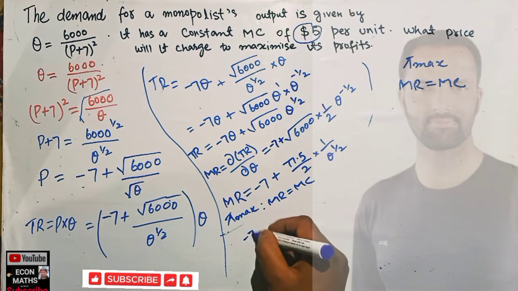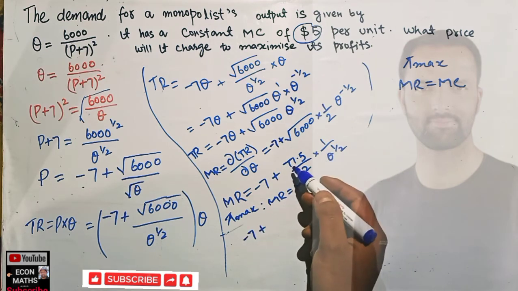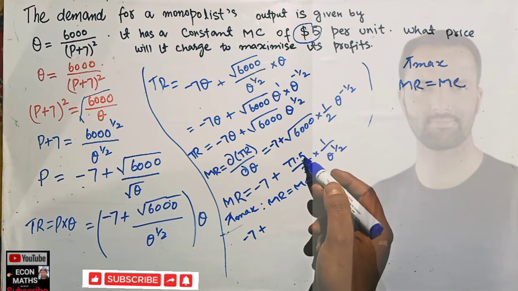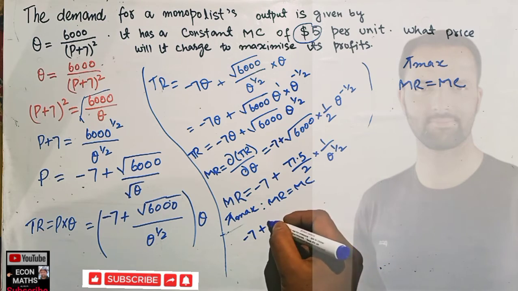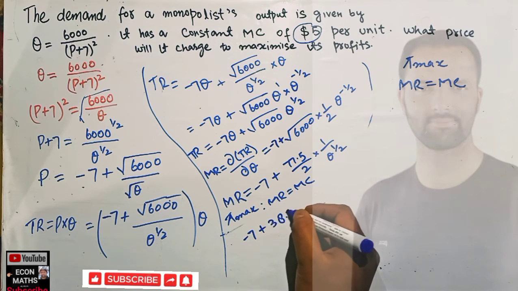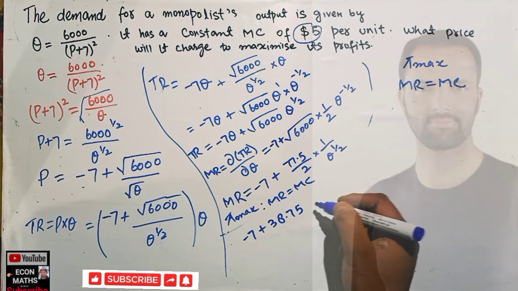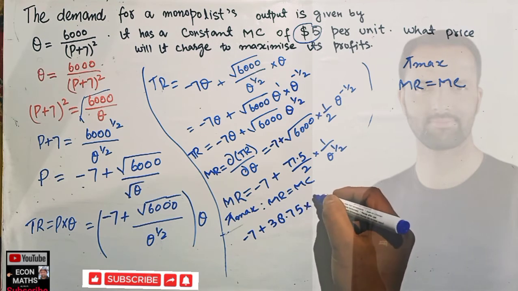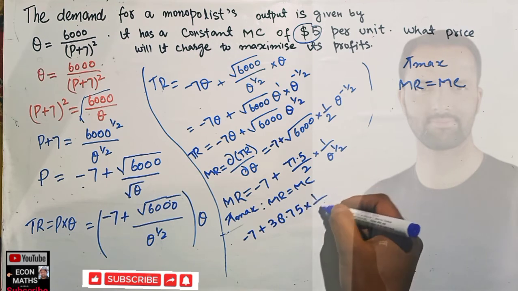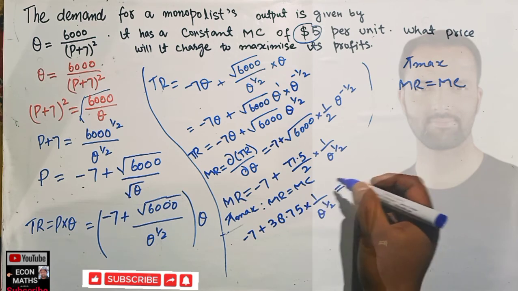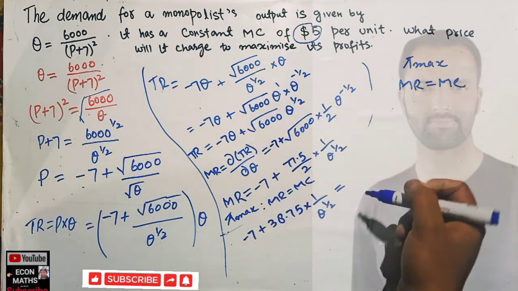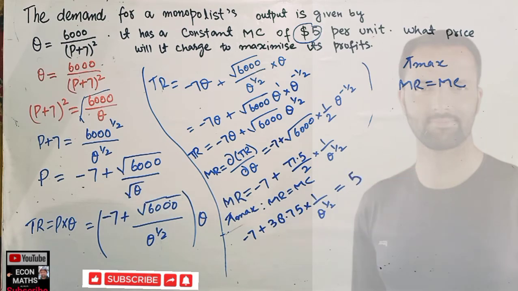So we have minus 7 plus 77.5 upon 2. When we solve this, it will come out to be 38.75 into 1 upon q to the power 1 upon 2, which should be equal to the marginal cost. The marginal cost is 5. Okay, now we will solve for q.